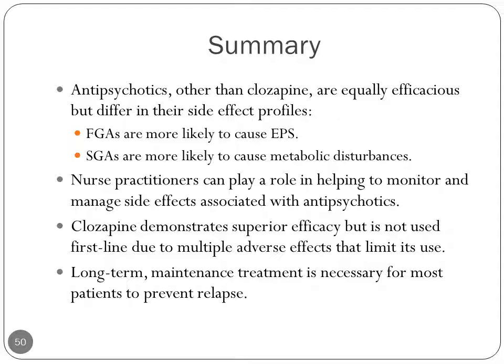In summary, the antipsychotics other than clozapine are equally efficacious but differ in their side effect profiles. The first generation antipsychotics are more likely to cause things like extrapyramidal symptoms, neuroleptic malignant syndrome, and hyperprolactinemia, while the second generation antipsychotics are more likely to cause metabolic disturbances. Clozapine does demonstrate superior efficacy but is not used first line due to the multiple adverse effects that limit its use.